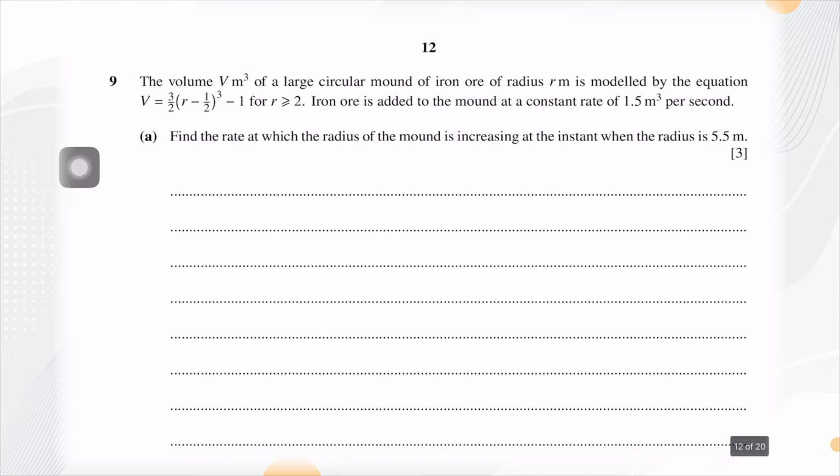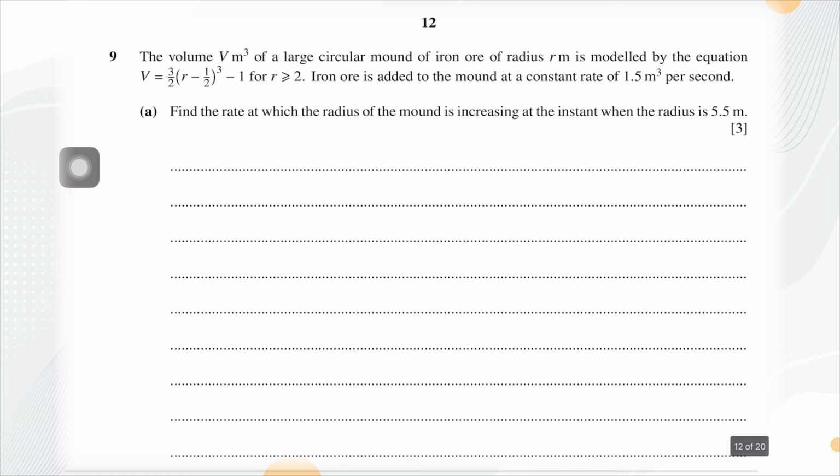Now here's question 9. Let's see what question 9 says. Question 9 says the volume V meter cube of a large circular mound of iron ore is modeled by the equation V equals to so and so. Iron ore is added at a constant rate of 1.5 meter cube per second. Okay, so what does 1.5 meter cube per second mean?